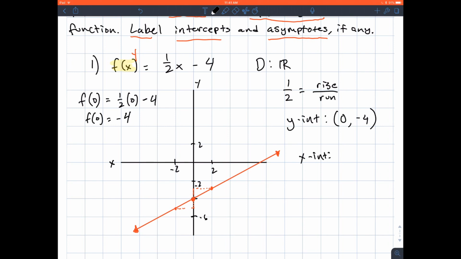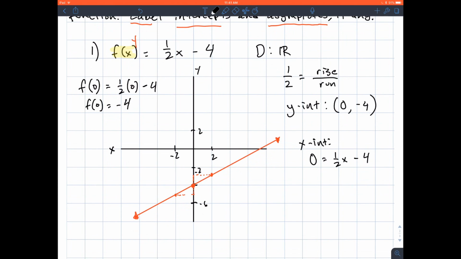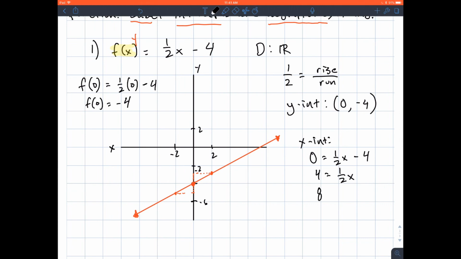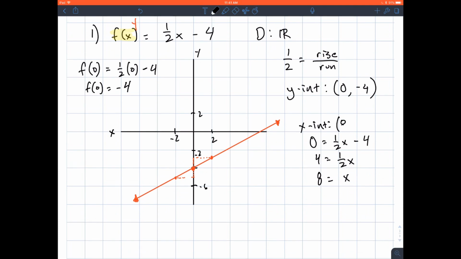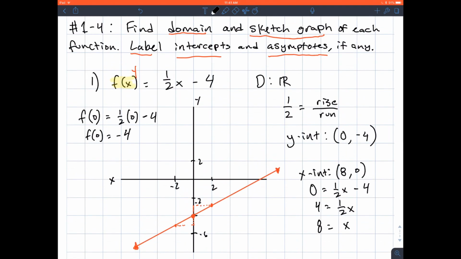we would plug in, this is all algebraically, 0 is equal to 1/2 x minus 4, right? So if we do a little bit of algebra, 1/2 x, we multiply by 2, we get 8 is equal to x, right? And so our x-intercept is simply (8, 0).